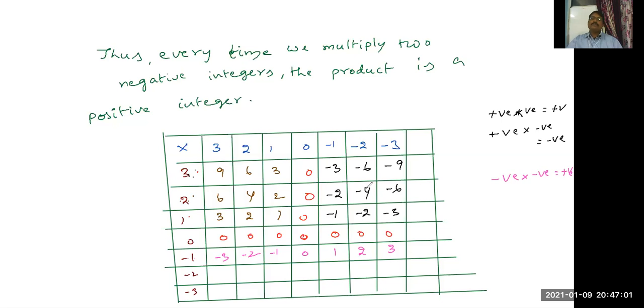So plus into plus is plus. Minus into minus is always plus. So when both signs are same, we are multiplying, we get positive value. When both signs are different, that means the two numbers have different signs, then we get negative value. That's it.